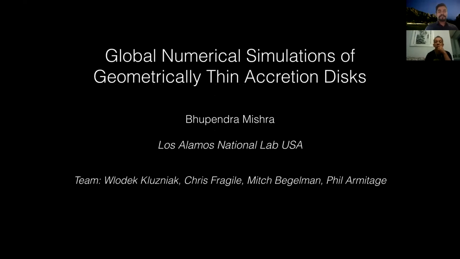So I will be talking about a series of global numerical simulations of geometrically thin accretion disks. The idea here is to try to address at least two major problems. The first is the stability of these geometrically thin, radiation pressure dominated accretion disks. And the second, probably far in the future, is how to explain spectral state transitions in black hole X-ray binaries. This work was done in collaboration with Vlodek, Chris Fragile, Mitch Begelman, and Phil Armitage.